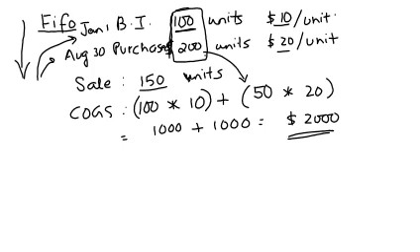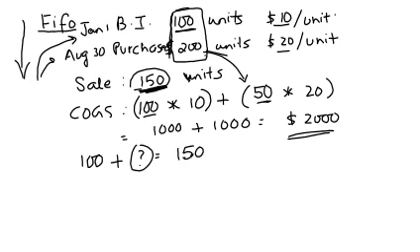Now, why did we take 50 units only from August 30th? Because the total sale was for 150. We already have in the beginning inventory 100 units. So how much should we take from the next set such that the total is going to be 150? We need 50 from 200 to make this total equal to 150. So 100 from the beginning inventory plus how much makes the total 150. So we take 50 from the August 30th.